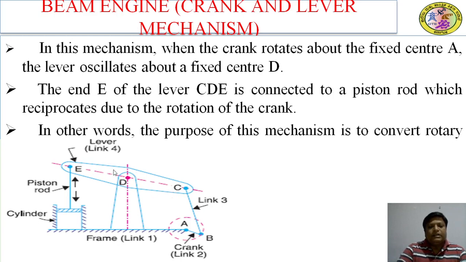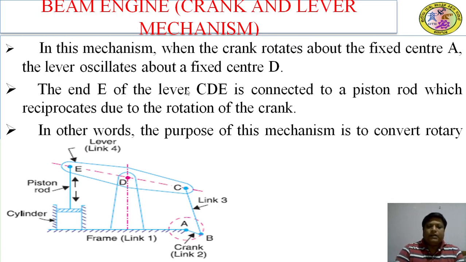CDE is called the lever, and this will be the piston rod. At the end of the lever there is a piston and cylinder arrangement, as you know. When the crank rotates about the fixed center A, the crank is pivoted at point A, so the rotation takes place. The lever is pivoted at point D, and it oscillates about point D.